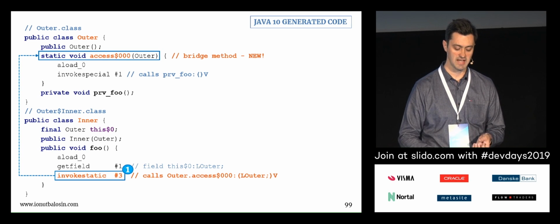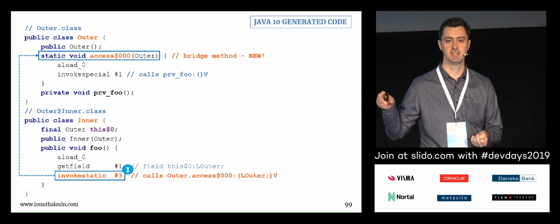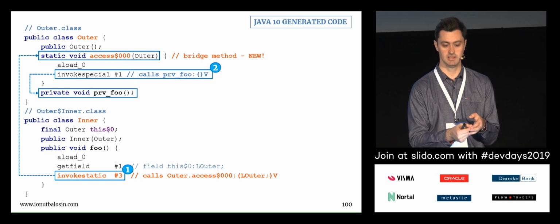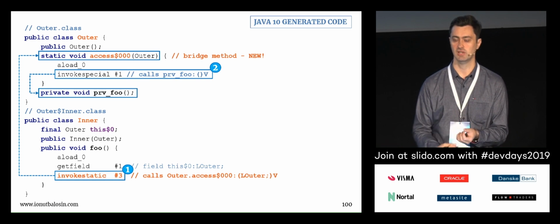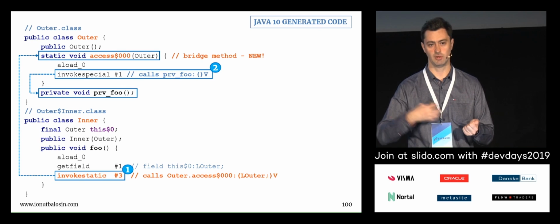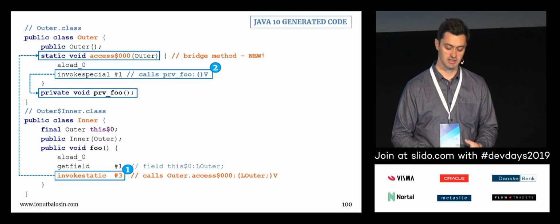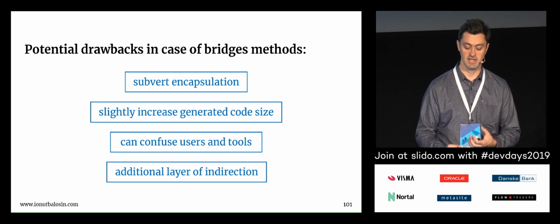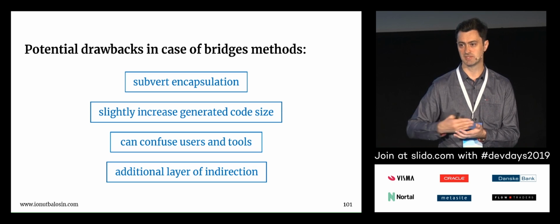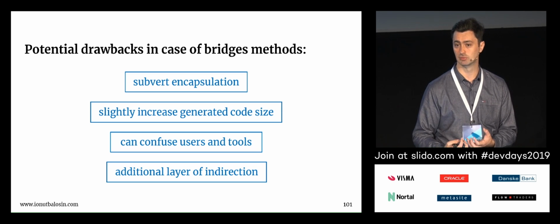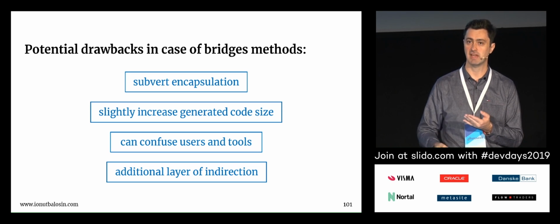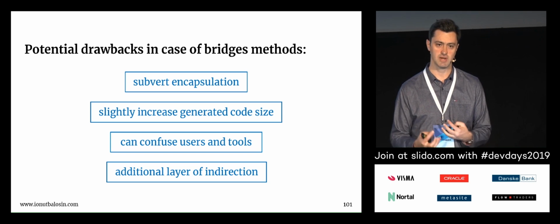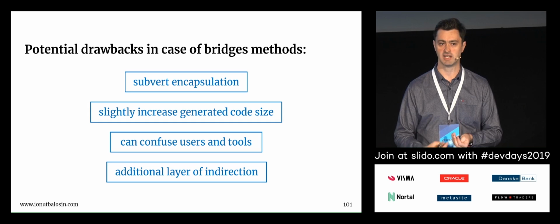And that's why they added some access bridge methods. And in this access bridge method, it calls the private method. So this is a trick, actually, to leverage this private access from another class. However, this has some drawbacks, so it's not so nice, right? It subverts encapsulation, it increases the code size because of those access methods, it can confuse some tools, right? Because they have, in addition, some generated methods, which are called bridge methods, and it's another layer of indirection. Performance-wise, it's not really a constraint, because the just-in-time compiler can optimize it.